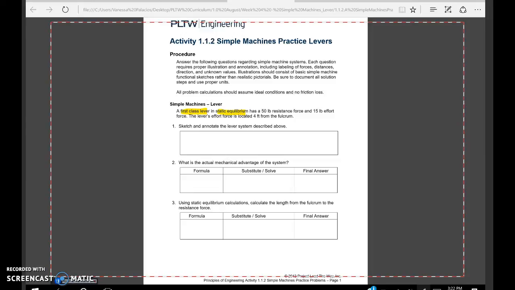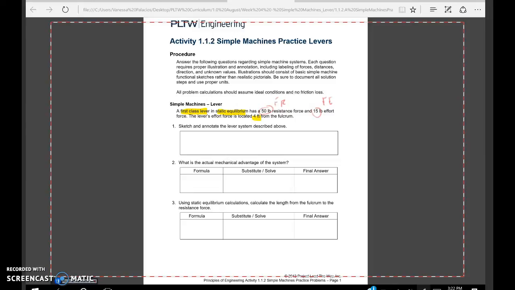It gives us three different values. It gives us our FR, which is the 50 pounds. It gives us our FE, which is the 15 pounds. And it also says the lever's effort force is located 4 feet from the fulcrum. Okay, 4 feet from the fulcrum.